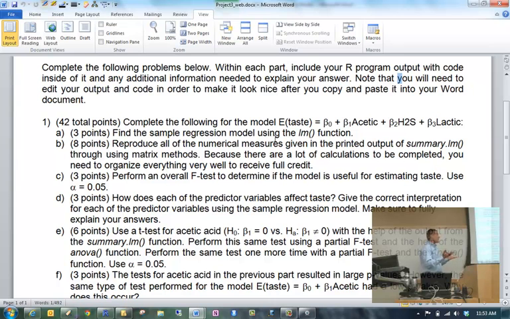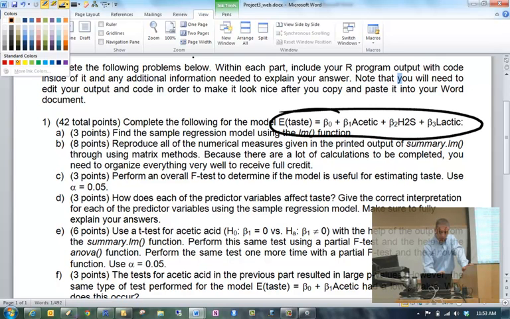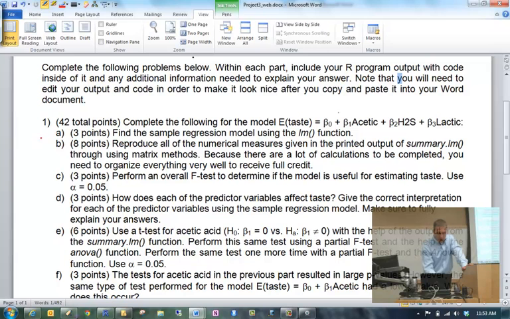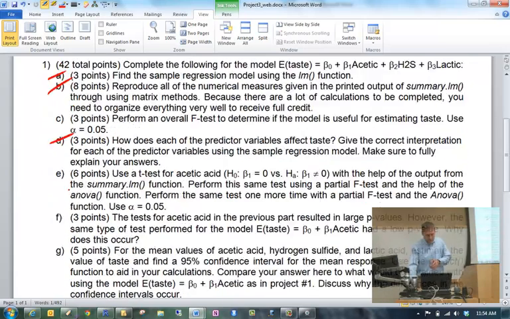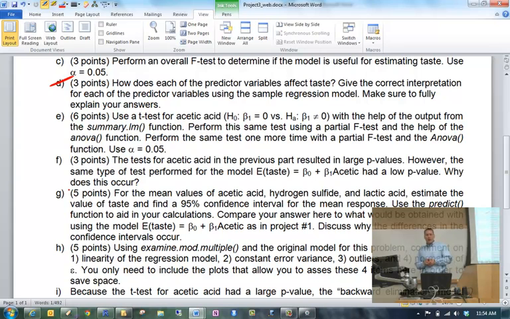So again, with the project, we're looking at this cheese data, and we're looking at this particular model that has 3 predictor variables in it now. We've talked about A, we've talked about B, and we've talked about D already. Part C, perform an overall F-test. So just like what we did in class. It's not too difficult. Part E, use a T-test for acetic acid with the help of the output from summary.lm. So we did that too as well today.